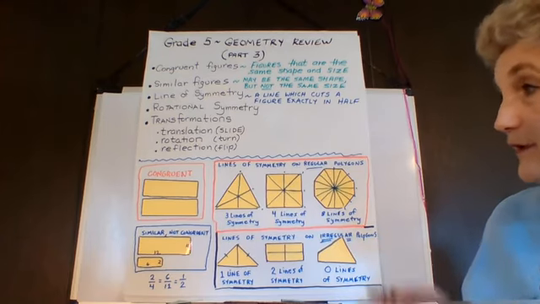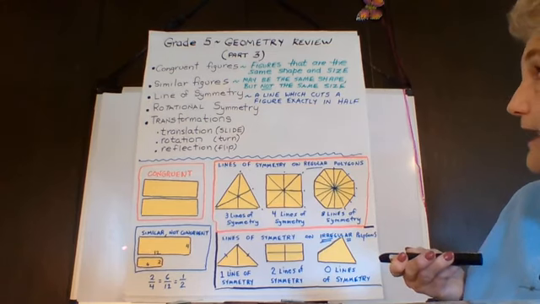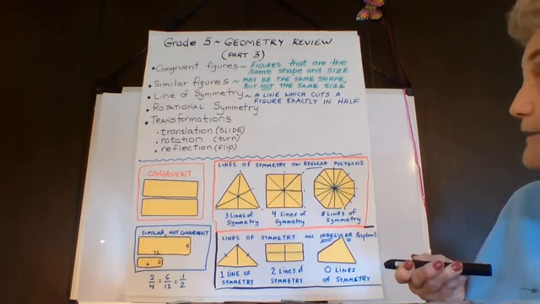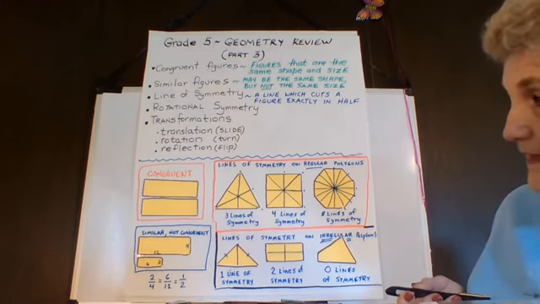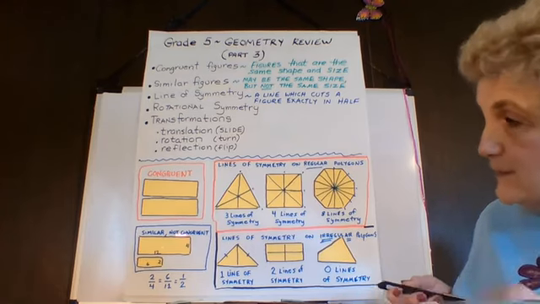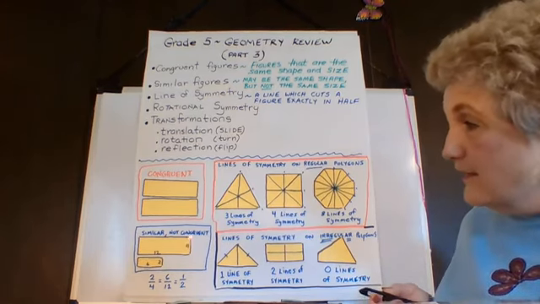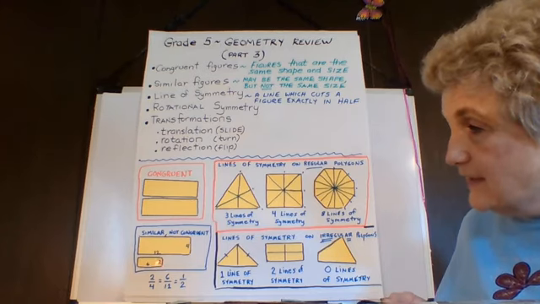Then there are similar figures. Similar figures may not be the same size. They can be the same shape though. For instance, this rectangle and this rectangle are not congruent, but they are similar. In fact, they're so similar, I measured them for you. The width of this one is 4 centimeters. The width of the little one is 2 centimeters.